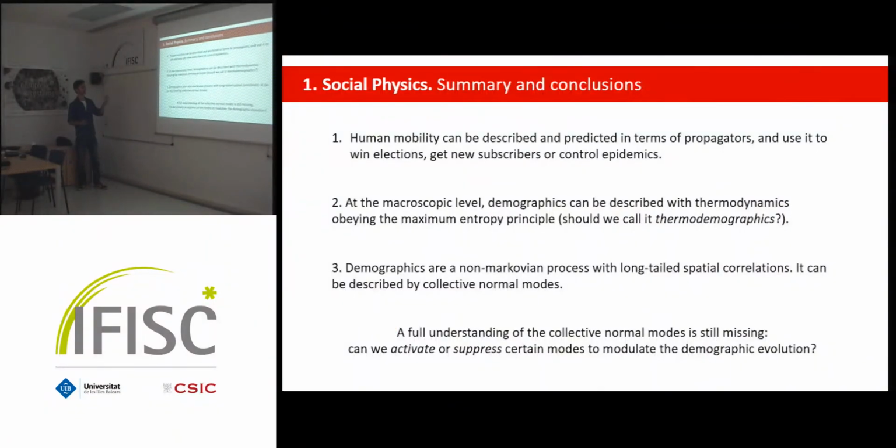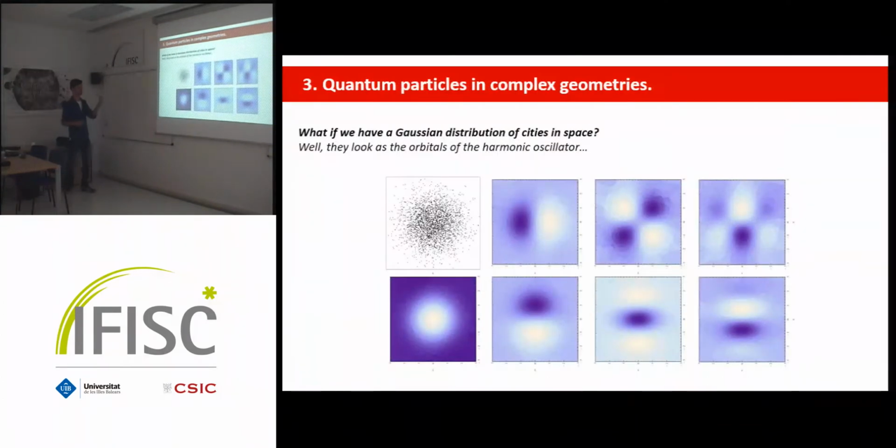So, summary of this part. Indeed, we can describe human mobility with the concept of propagators, taking this from physics, and it looks like it works perfectly fine. At the macroscopic level, we can define a thermodynamics, not only ideal gas, but going a bit beyond and including these correlations and memories. I'm using the Langevin equation. But indeed, there is something that is still missing: how far we can go with these collective modes and what they really mean. So you see that there have been many questions, but we should go fast.